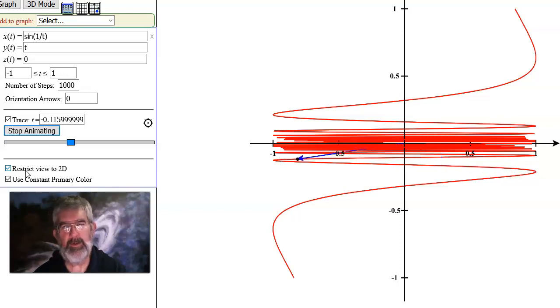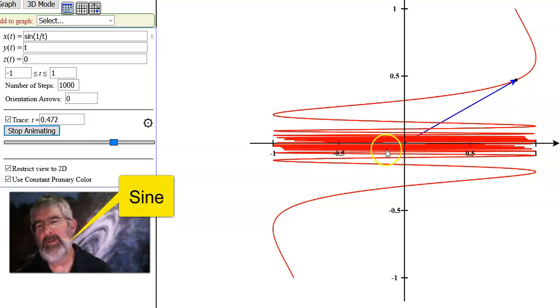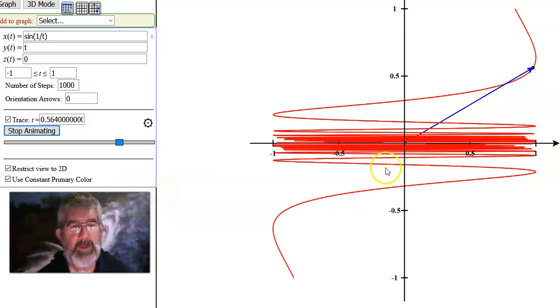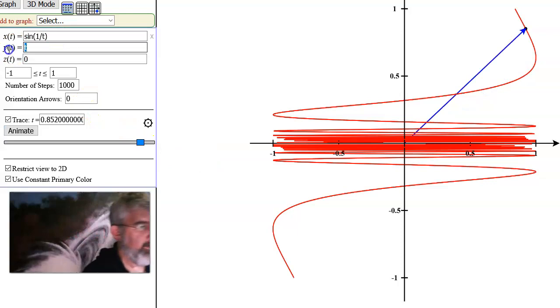The y-coordinate is increasing at a constant rate. Now the x-coordinate is going back and forth and back and forth too many times, and then it comes out on the other side. It slows down. There are infinitely many cosine waves back and forth here as t heads to 0. There's no limit.